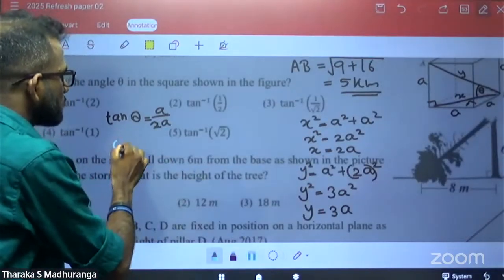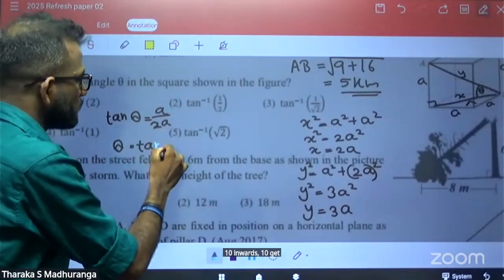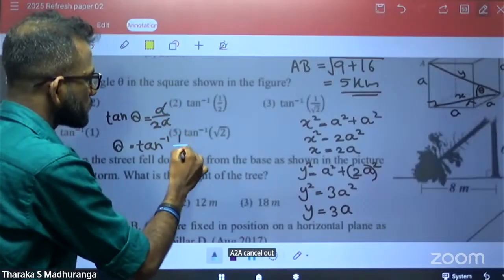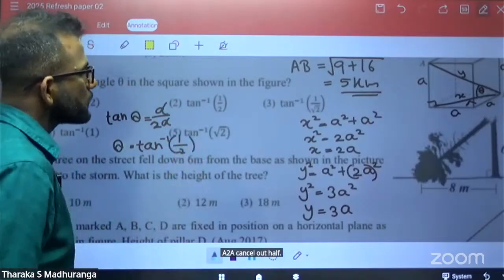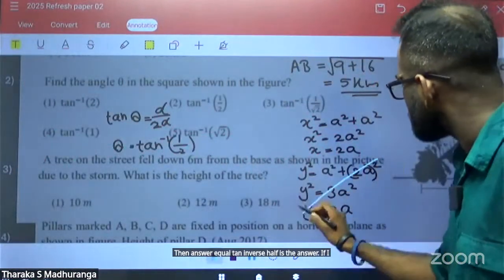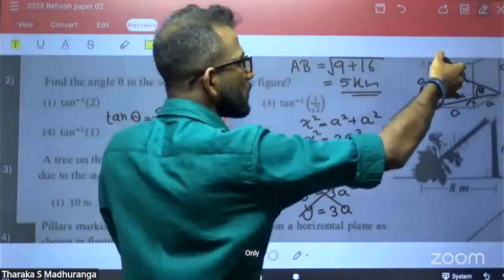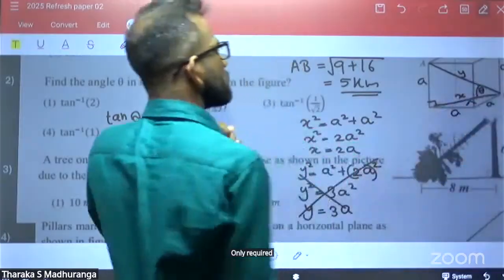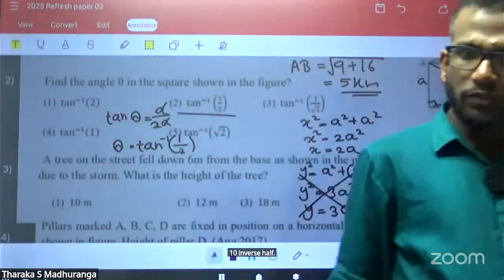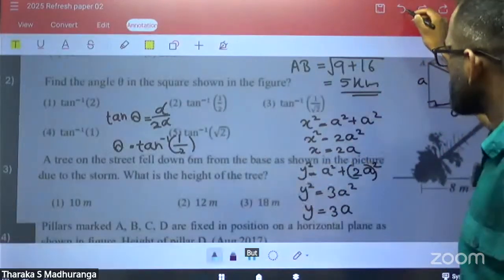Then theta equals tan inverse. Taking tan to this side, tan inverse of a over 2a, the a's cancel out, half. Then the answer is tan inverse half. If I calculate the other part, we don't need it for this question, only opposite over adjacent is required. If you want, you can get it also, but for the answer that is not required.